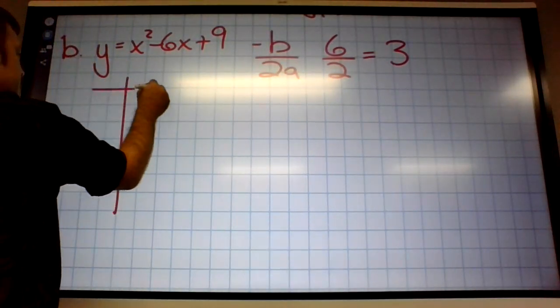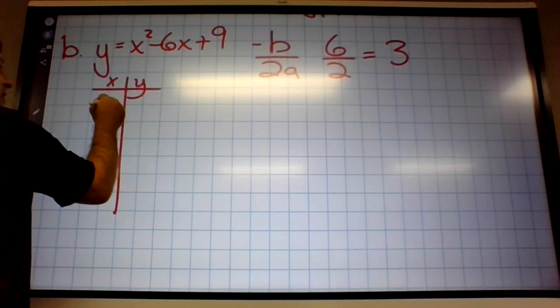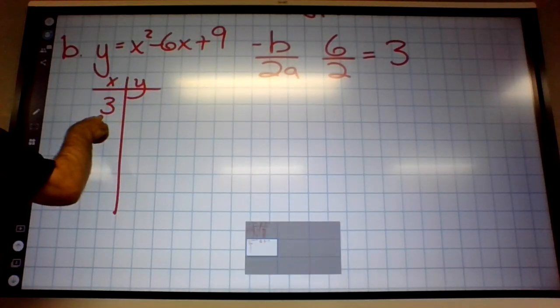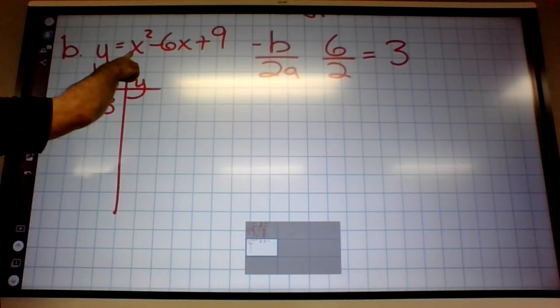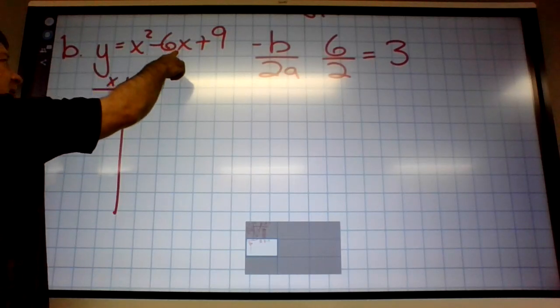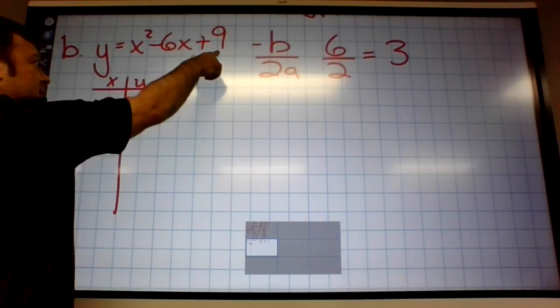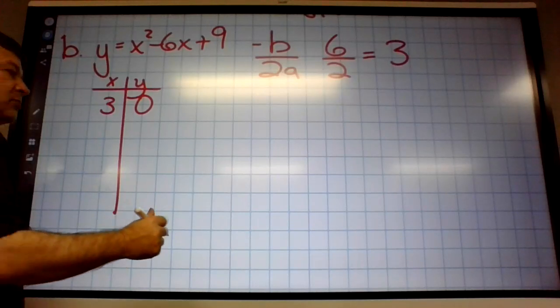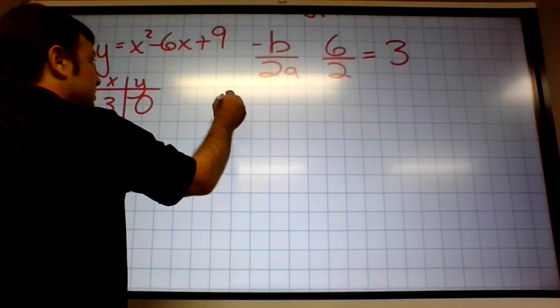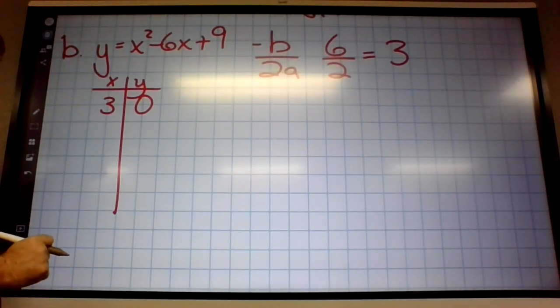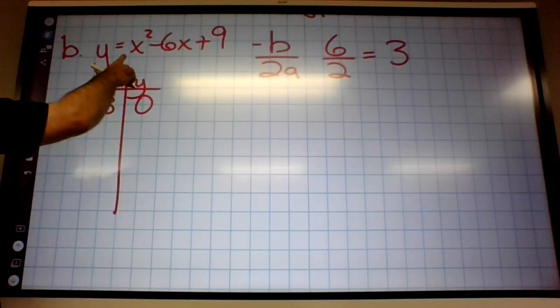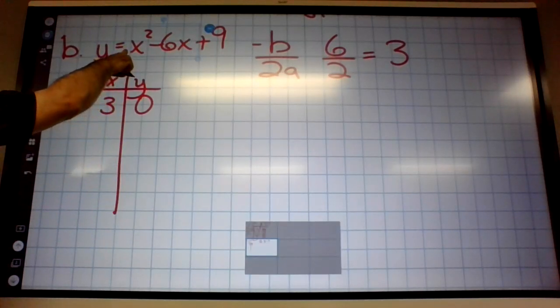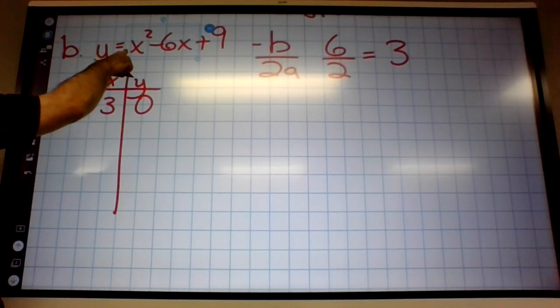So let's just go do this. Make a little table. 3 is for my vertex. If I plug in 3, 9 minus 18 plus 9 is 0. You guys know if this parabola is going to go up or down? It's going to go up. If the front term is positive, it's going to go up. If the x squared term is positive, it goes up.